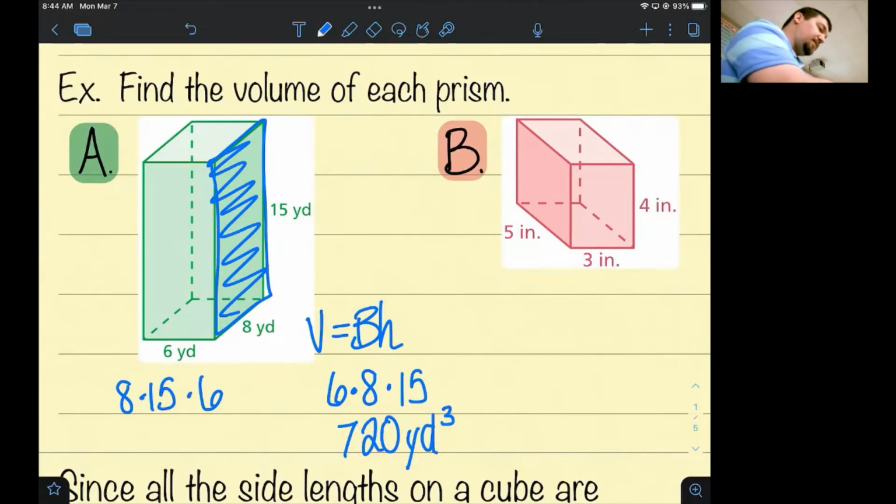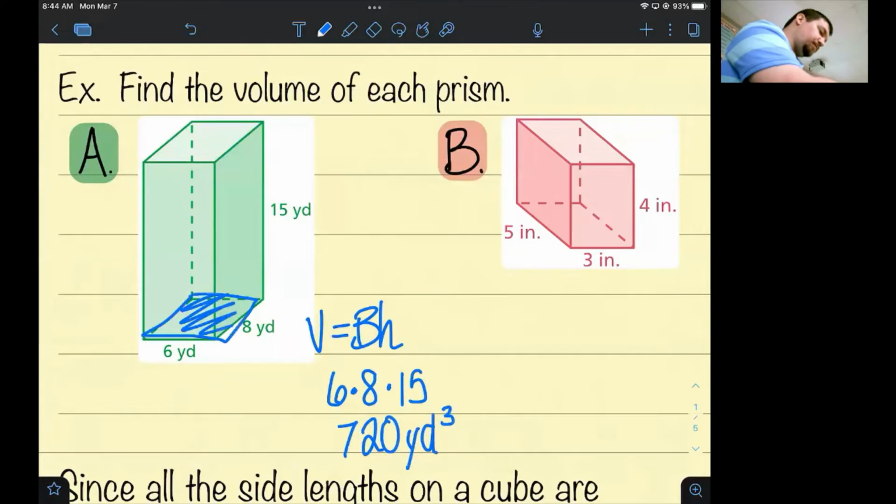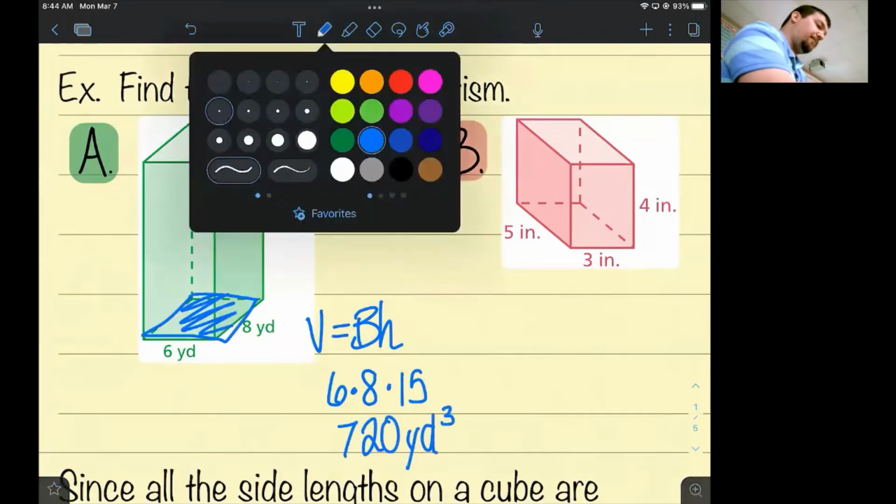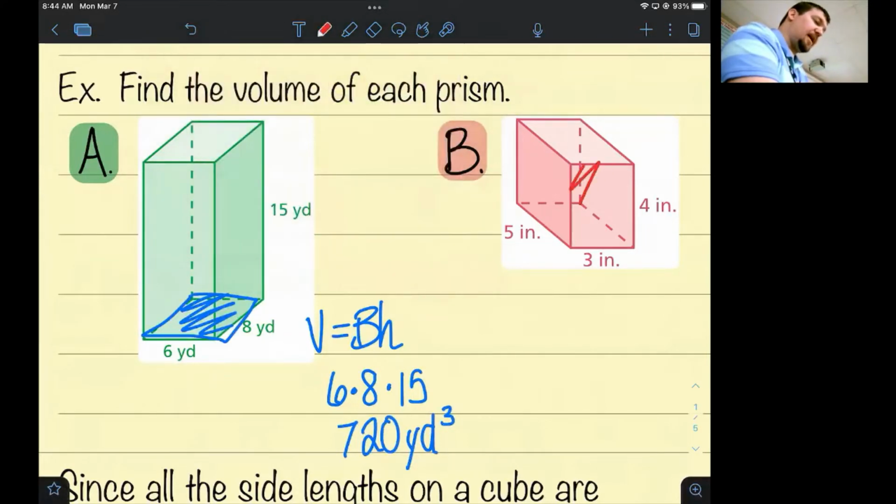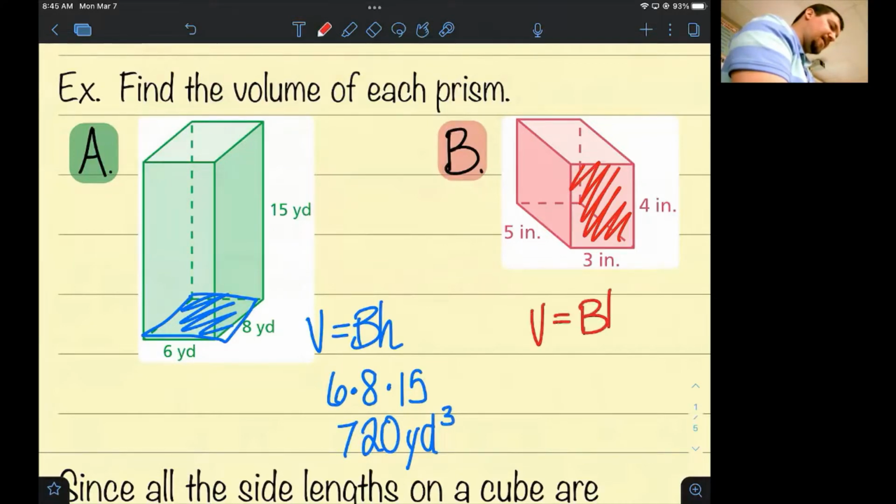So what about example B? Let's call the front side our base. Branson, what two numbers would I multiply to get the area of the front side base? Okay. So the area of my base, capital B, is 4 times 3. And then Branson, if the front side is my base, the height here is going to be the distance between those two bases, which is 5.